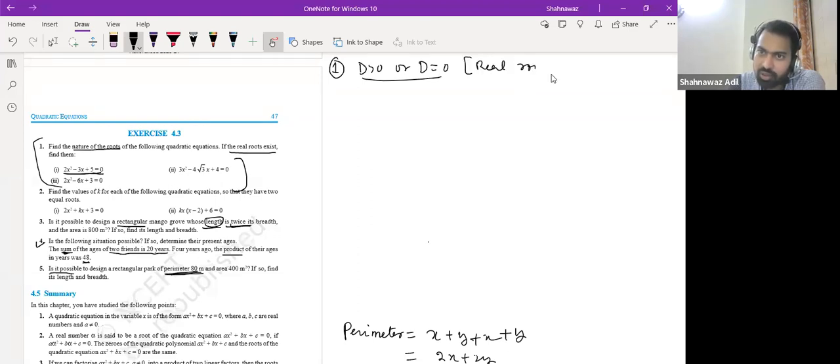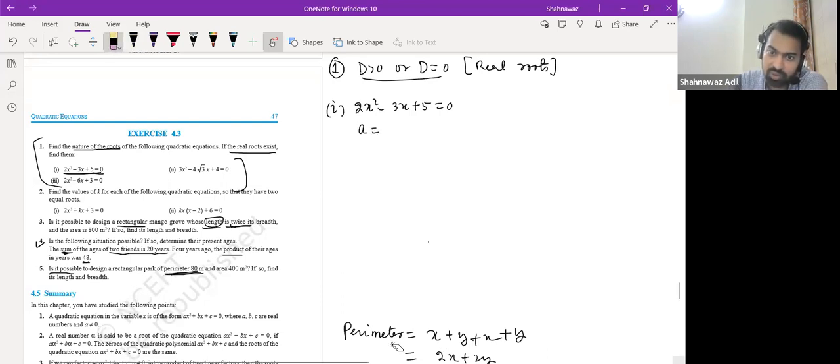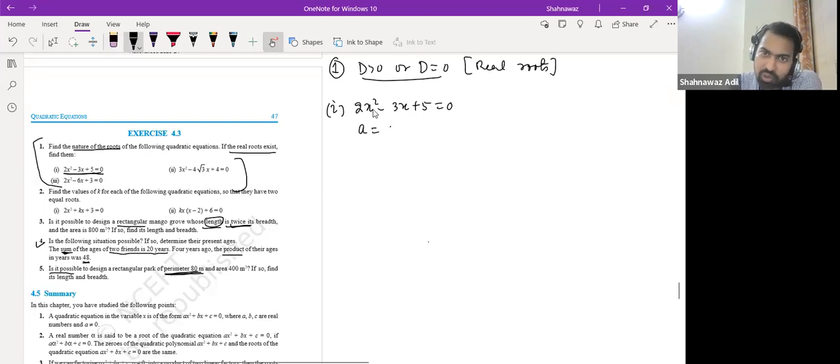So this is the first quadratic equation, 2x square minus 3x plus 5 equals 0. So first, what is A? It's 2, the coefficient of x square, right? And what is B? Minus 3. And C? It's 5. So first, to tell about the real roots, we need to find this D.